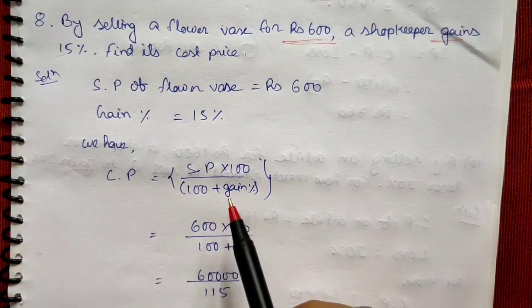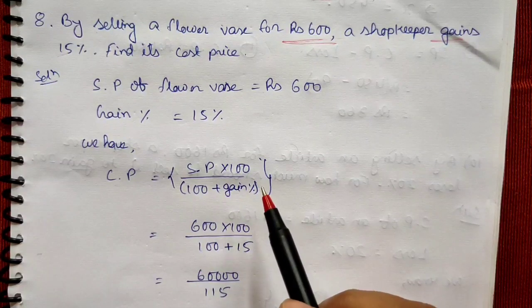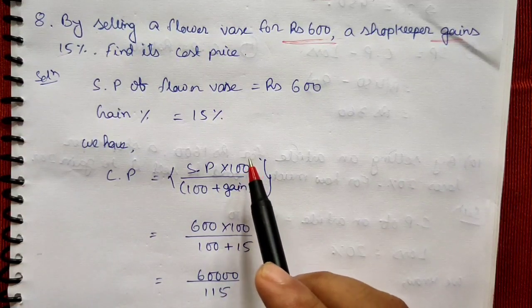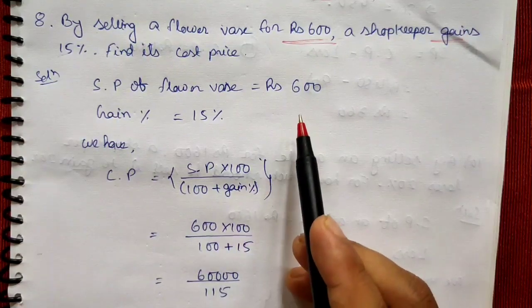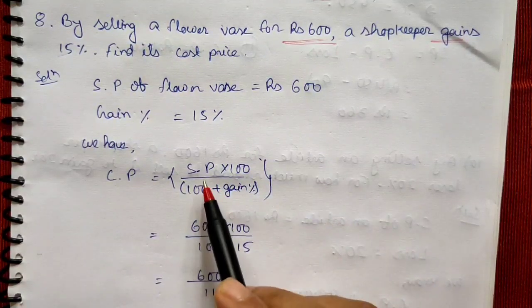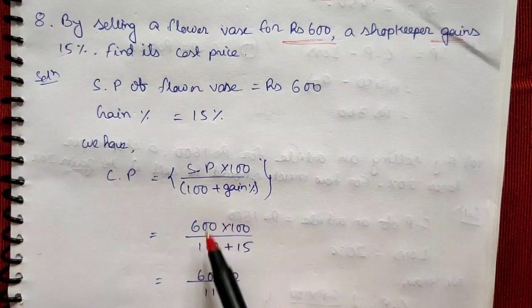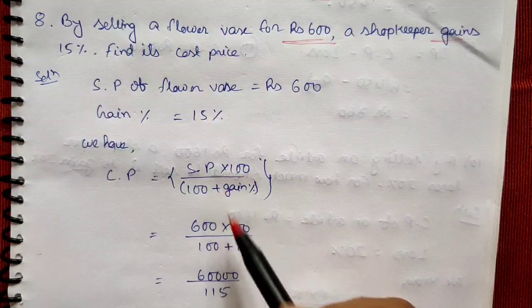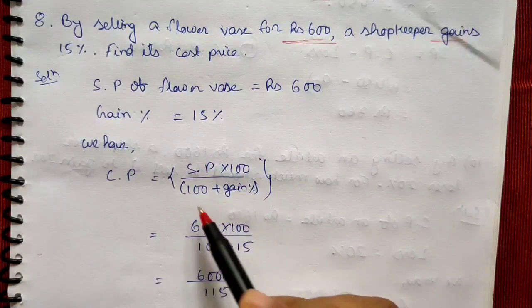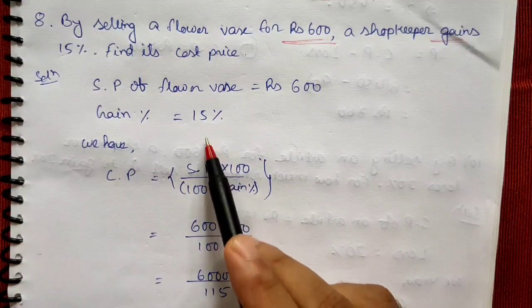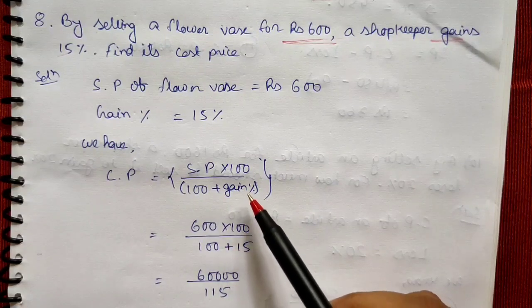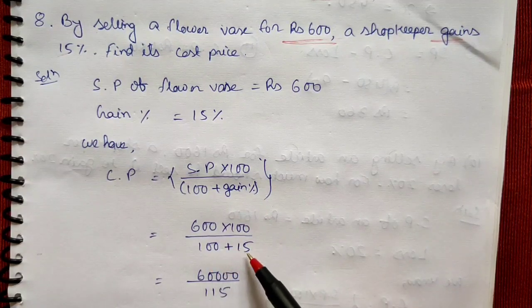Okay. So here we are not talking about that SP, which is a policeman. Rather, we are talking about the selling price of the flower vase. So here the selling price of the flower vase is how much? 600. So in place of SP, we have replaced SP with 600. And the next is into the 100, then this 100 plus gain percent is how much? It is 15, isn't it? So we have written plus 15.